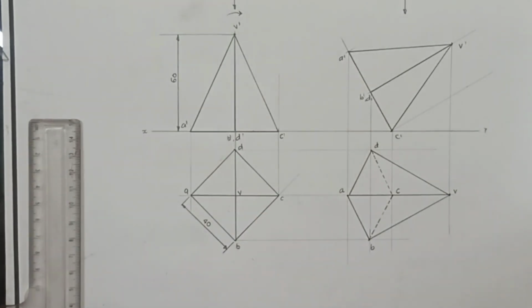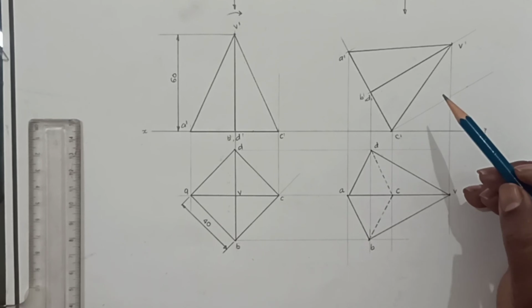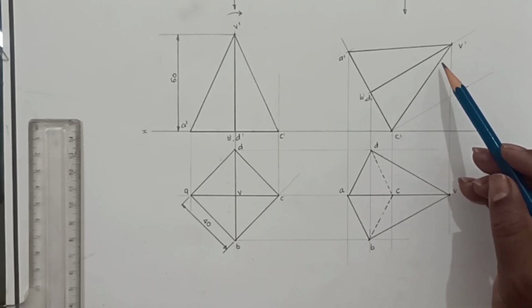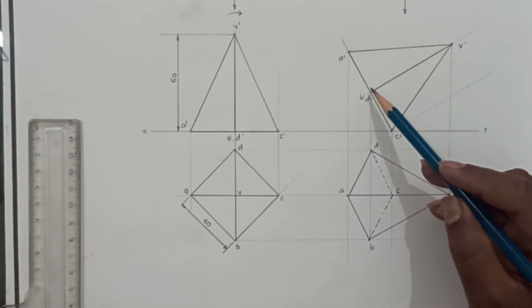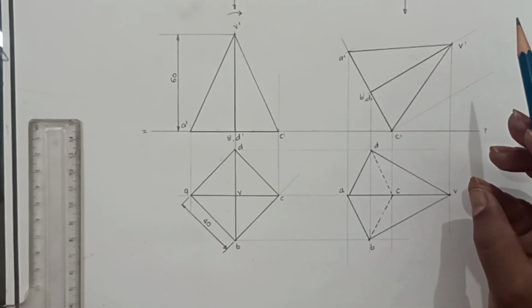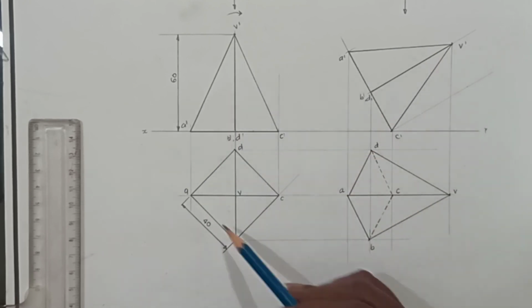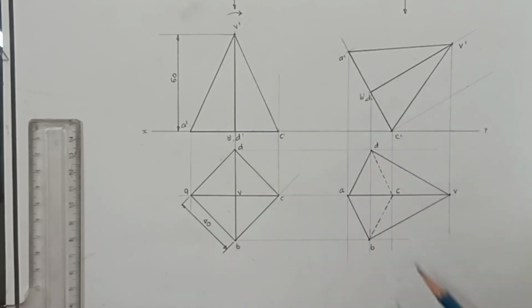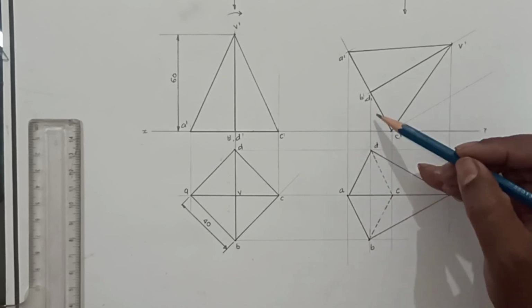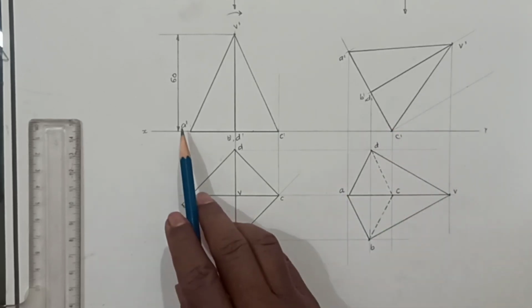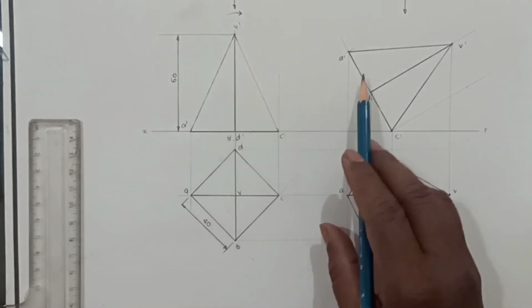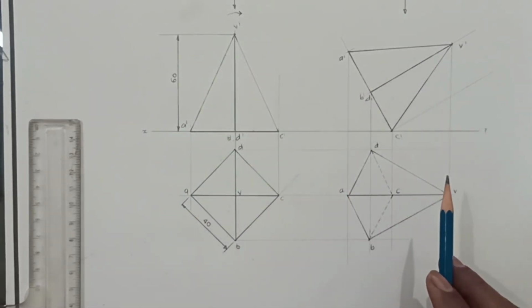Thus in this way the top view is completed. Observe the darkness and thickness of a line. If you observe these, all 4 lines are of uniform darkness and thickness. Consider any line, they have uniform thickness and darkness. These are the projection lines. This should be the vertex point.